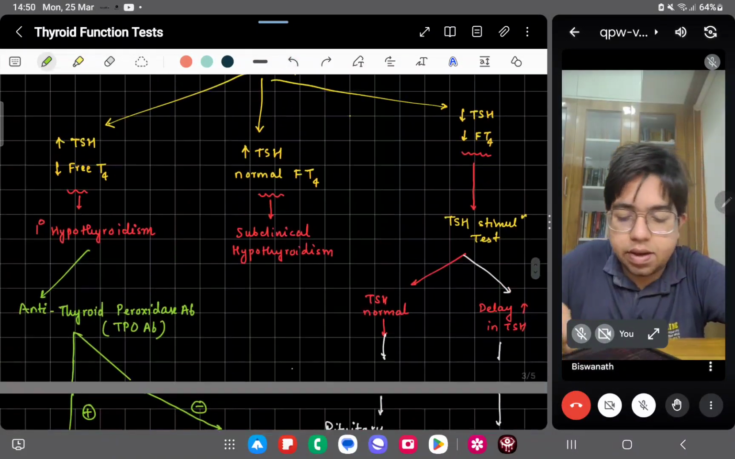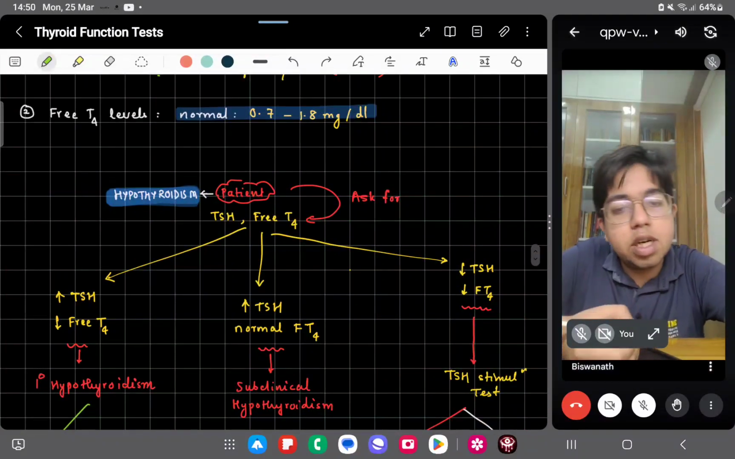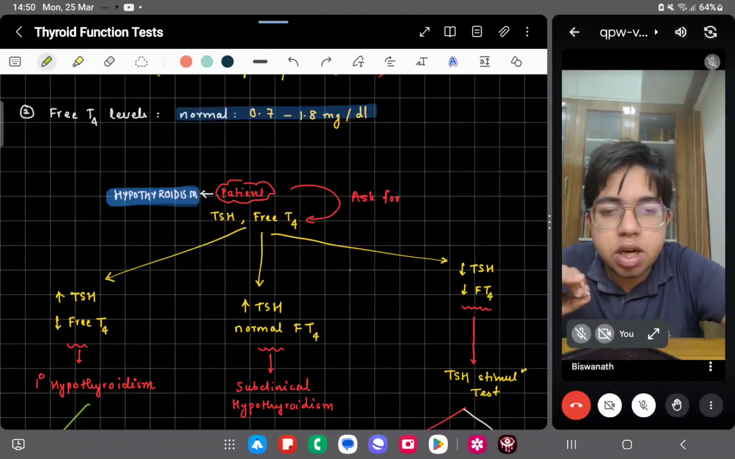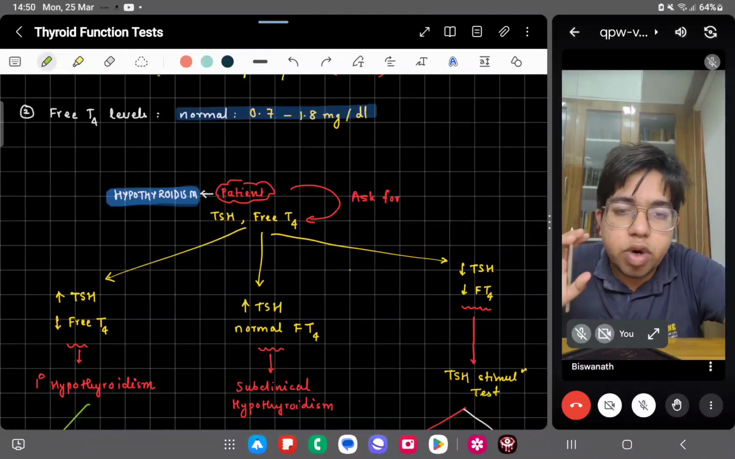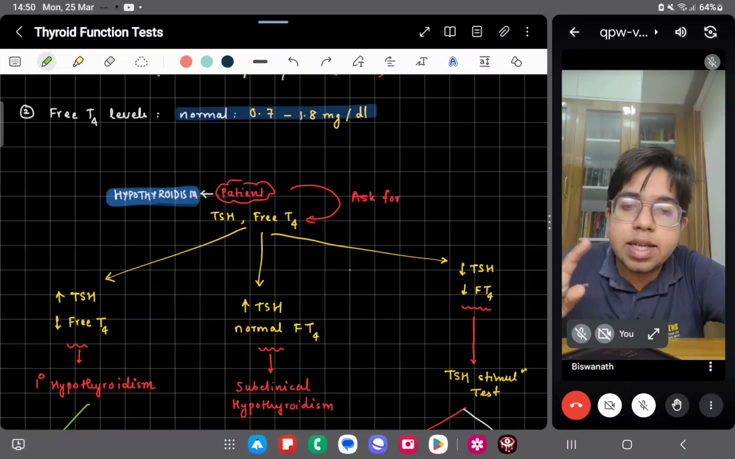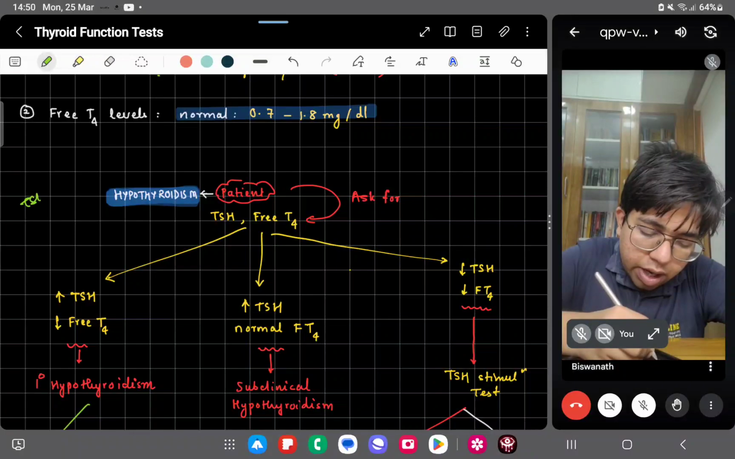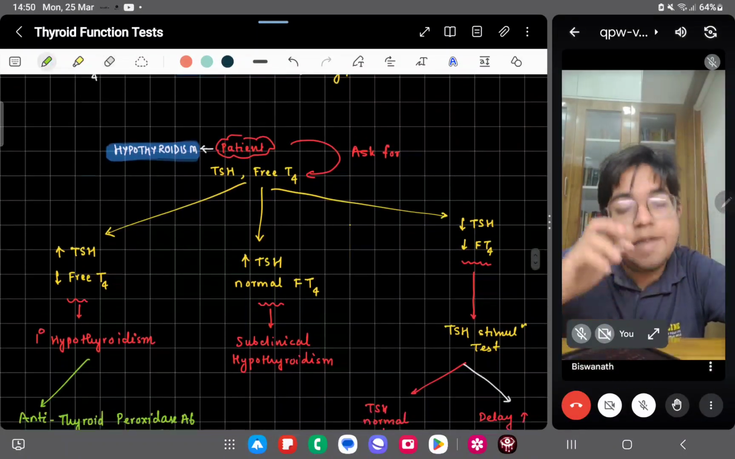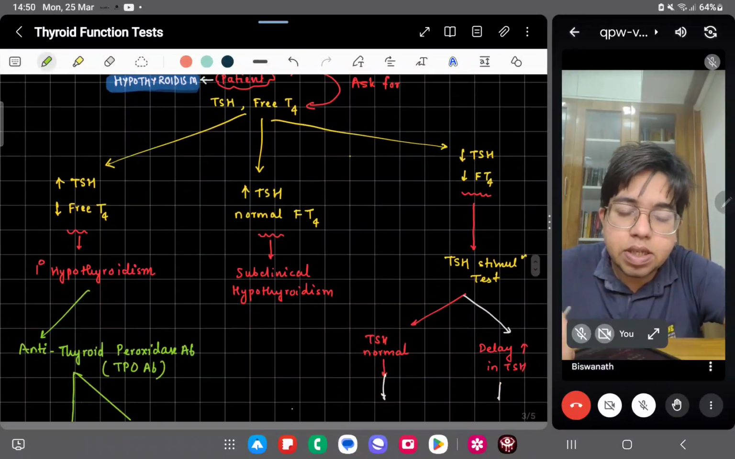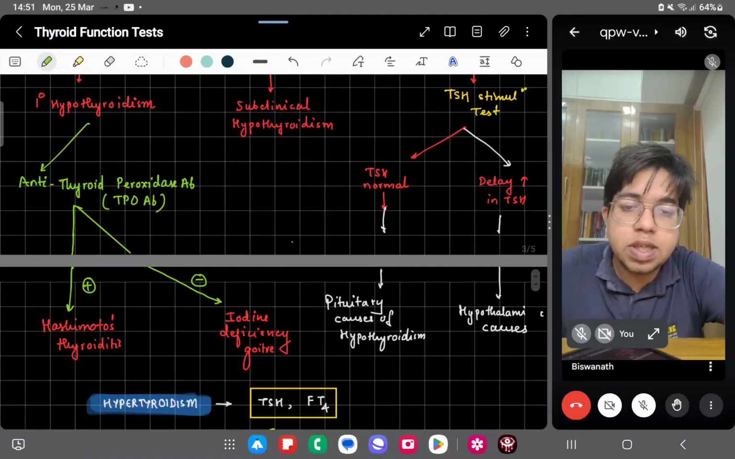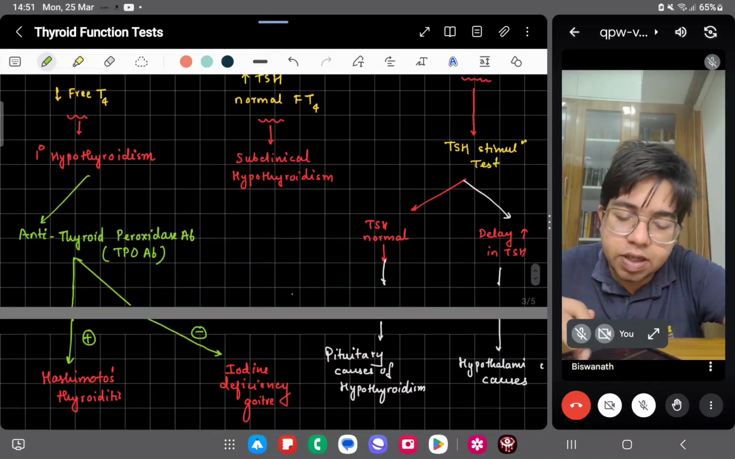So when the patient comes, you observe the features of the patient. You can very well correlate if it is hypothyroidism or hyperthyroidism. So you feel like he has hypothyroidism. First you will ask for TSH and FT4. If TSH is increased and FT4 is decreased, that means primary. Primary means you will ask for anti-TPO. If it is positive, Hashimoto's. If it is negative, then iodine deficiency goiter.